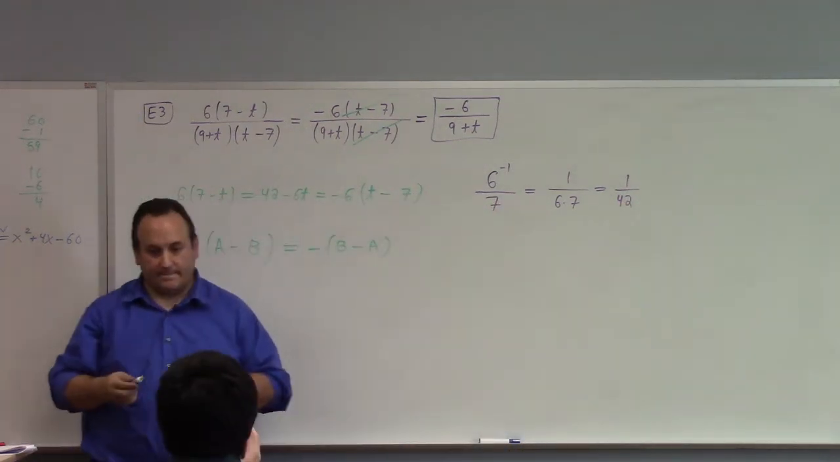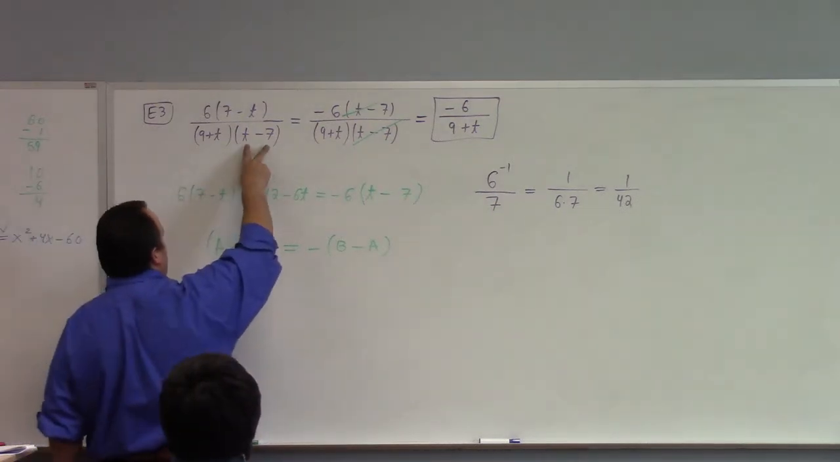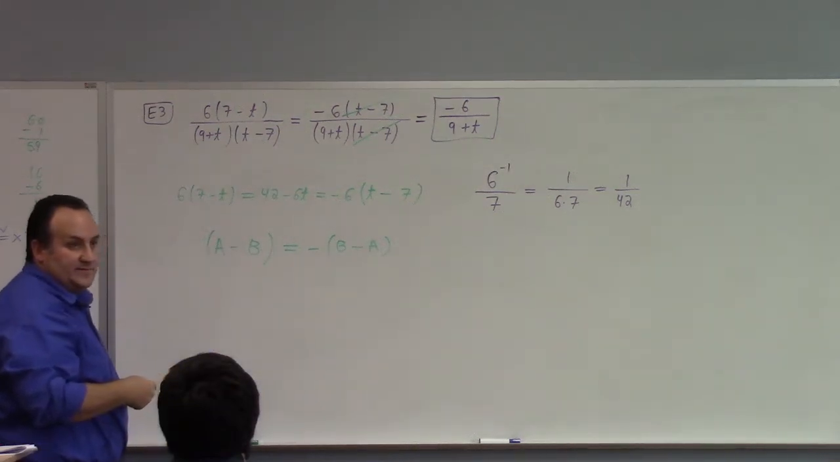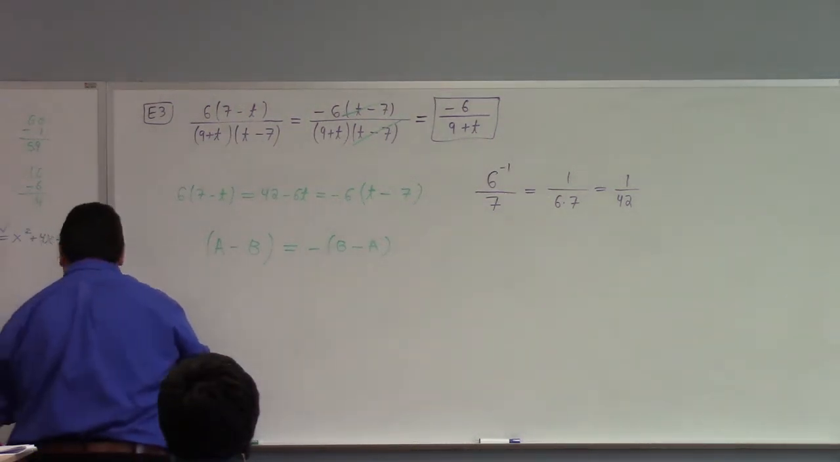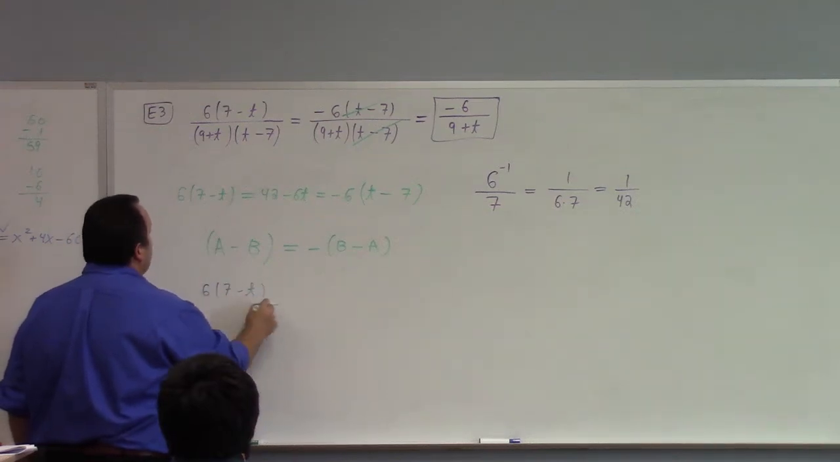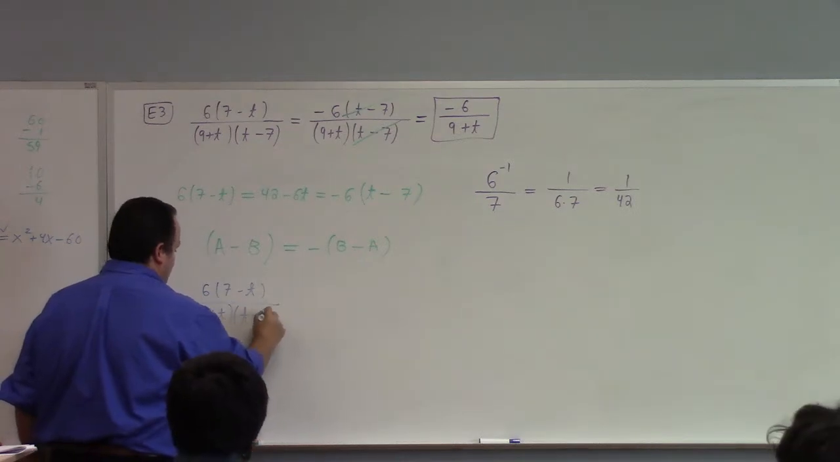Yeah? Wouldn't you just be able to rearrange the bottom t minus 7 to 7 minus t to make it match? Oh, so you see 7 minus t, you want to make that into a 7 minus t and cancel that. This you could also do, right? I'll write it out: 6 times (7 minus t) over (9 plus t) times (t minus 7).